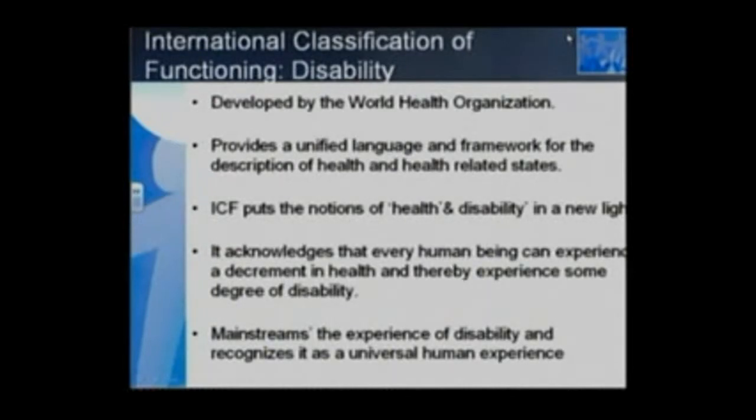It's developed by the World Health Organization, the International Classification of Functioning and Disability. It provides a unified language and framework for the description of health. The ICF puts the notions of health and disability in a new light, bringing them both together. It acknowledges that every person can experience a decrease in their health and thereby experience some degree of disability at any time during their lifetime. And it mainstreams the experience of disability as a universal human experience.